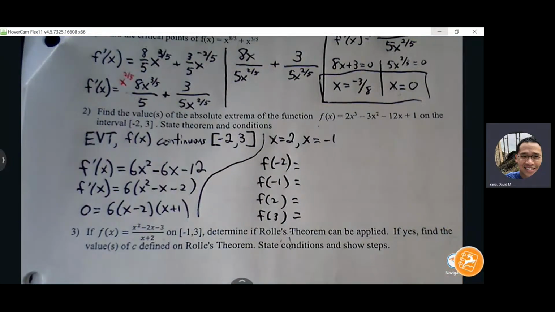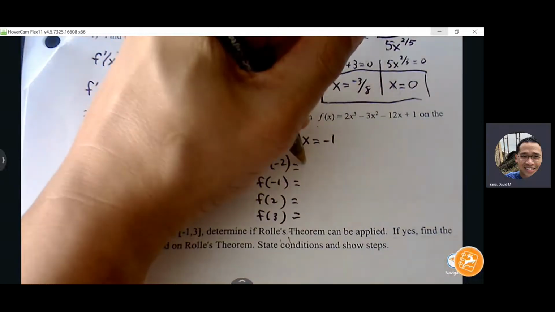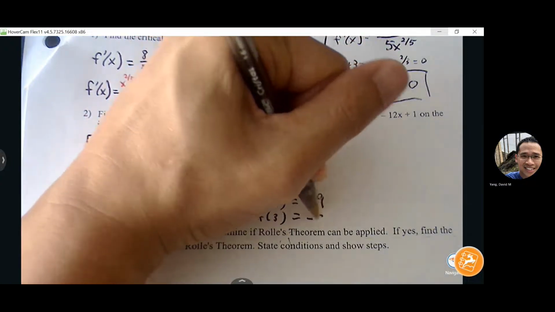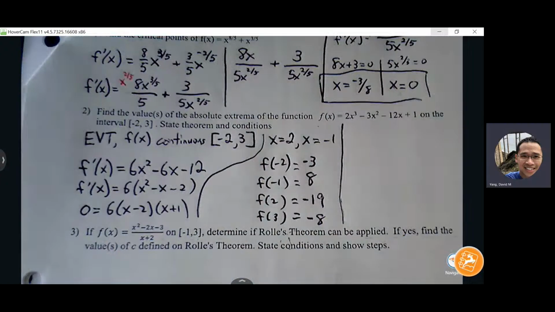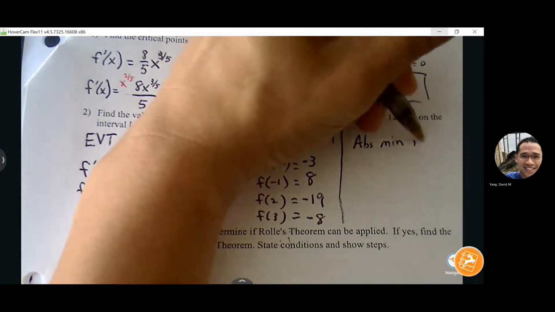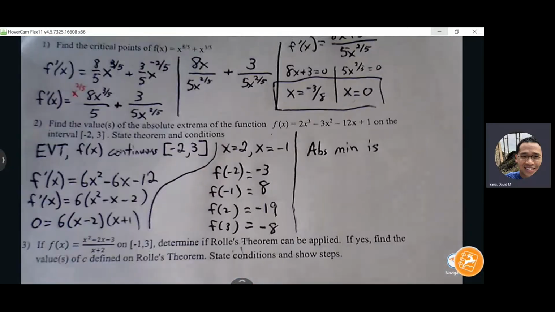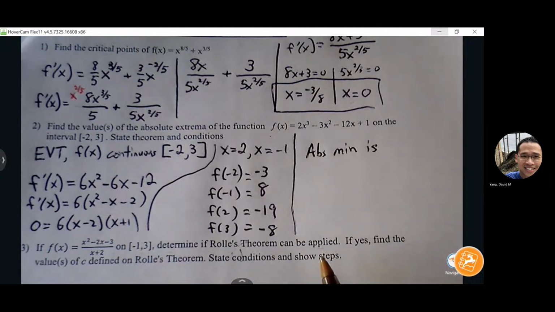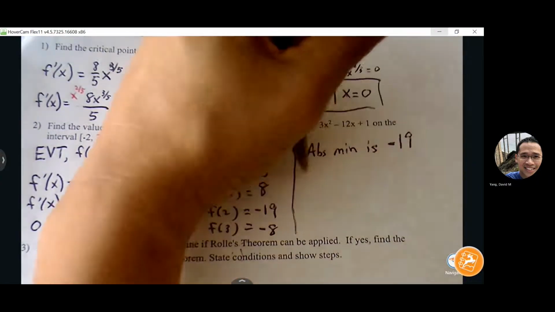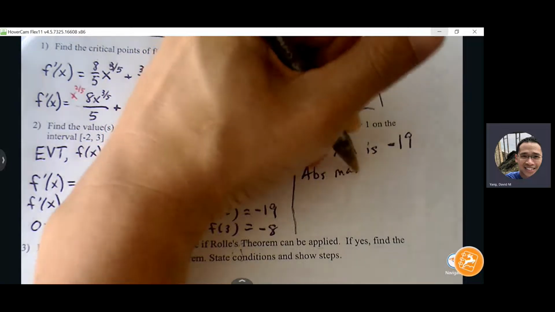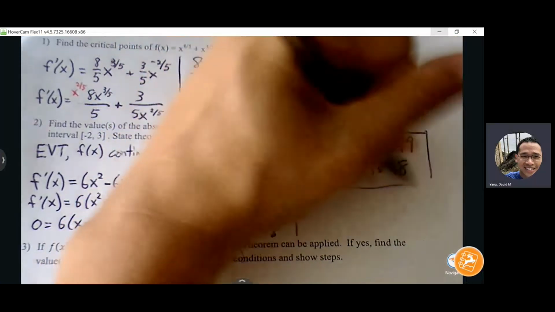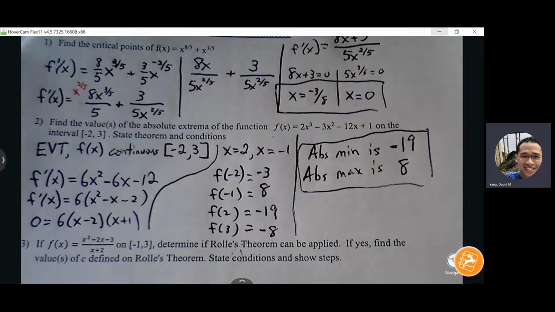They all get used, plugged into the original function. I'm just gonna speed it ahead here. You can use your calculators tomorrow. And all I care about is the y value. Okay, absolute min is -19. Absolute max is 8. That's it. Just give me the y values.